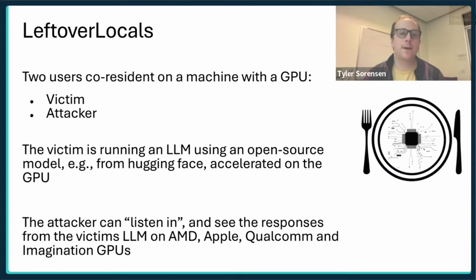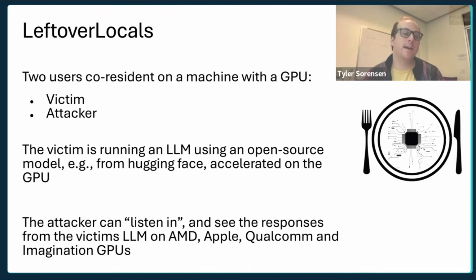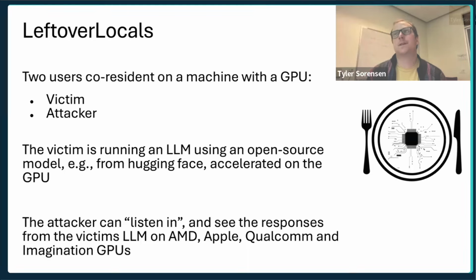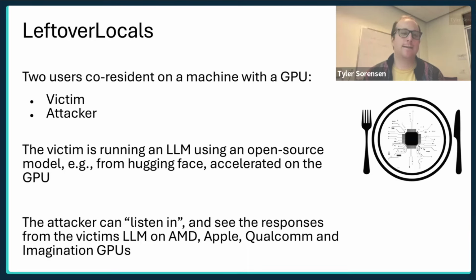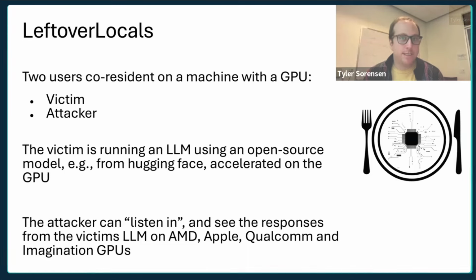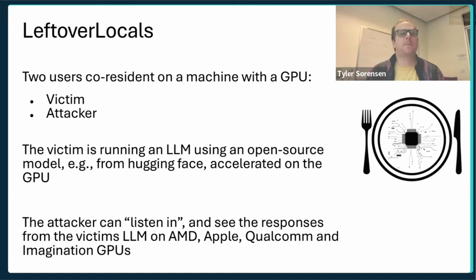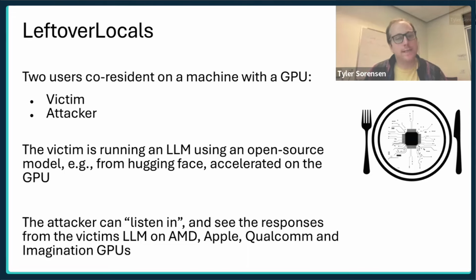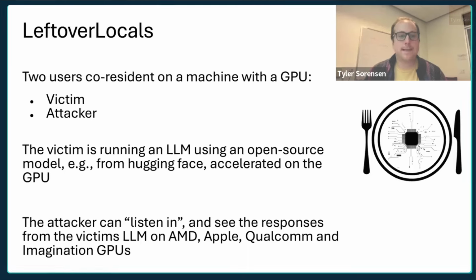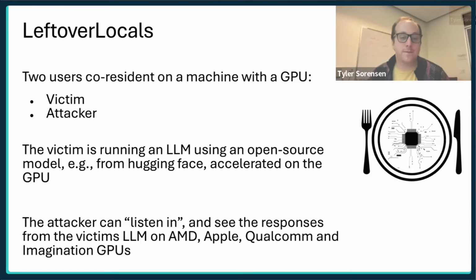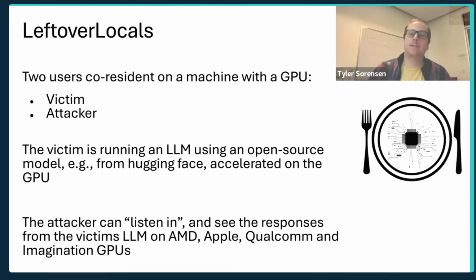Two users are co-resident on a machine with a GPU. One of them is the victim and one of them is the attacker. When we talk about users, we use this term very abstractly. This could be another application on your machine or any other process that has a security boundary between it. The victim is running an LLM using an open source model, for example, from Hugging Face. And of course, if you're using an LLM, you want to accelerate it on the GPU. What we show here is that the attacker can listen in and see the responses from the victim's LLM on GPUs from AMD, Apple, Qualcomm, and Imagination.